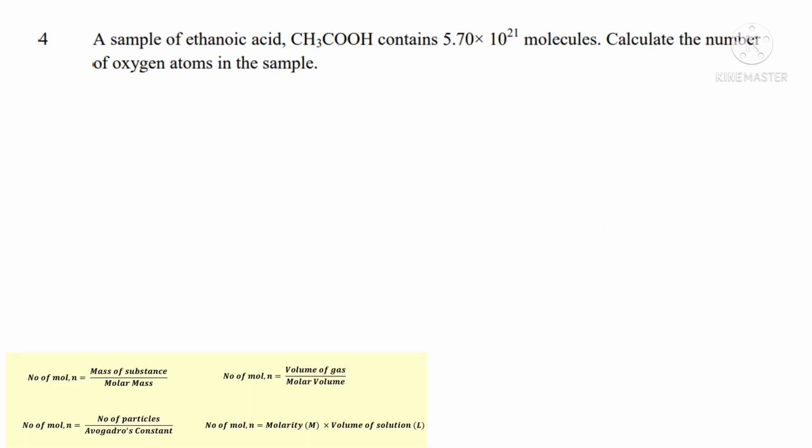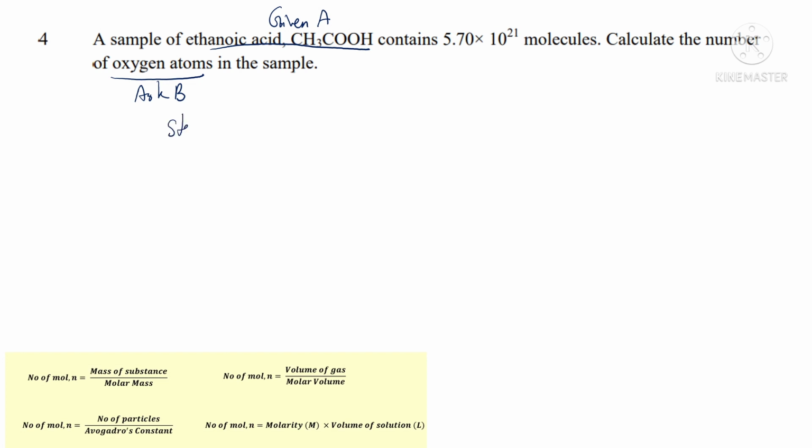Now we move on to look at question number 4. If you have watched my mole concept video, you should know that this question only requires 3 steps to solve it. Why 3 steps? Because we have been given ethanoic acid, asked for oxygen atoms. So given A, asked for B. Therefore, 3 steps to solve it.